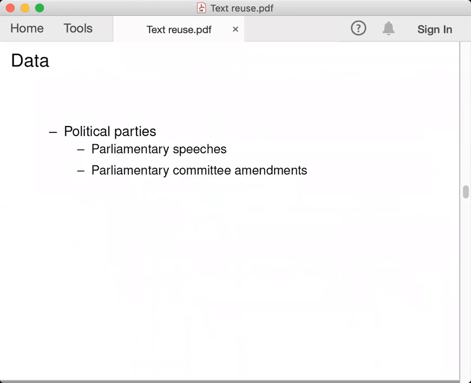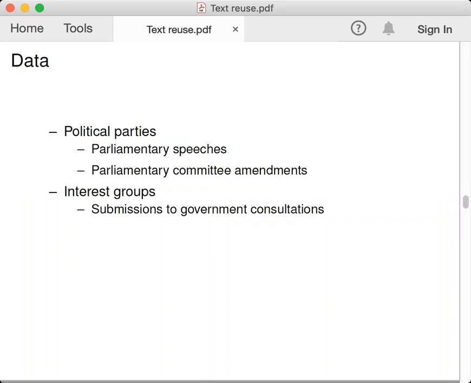So the text data I use for political parties is their parliamentary speeches and the amendments they make in the parliamentary committees that MPs are members of. I merged these two together. And for interest groups, I look at their submissions to government consultations.